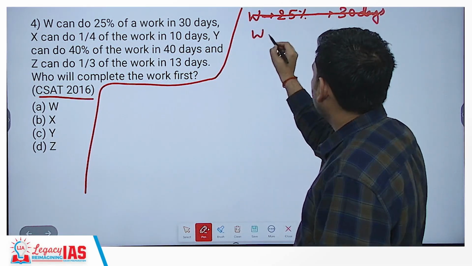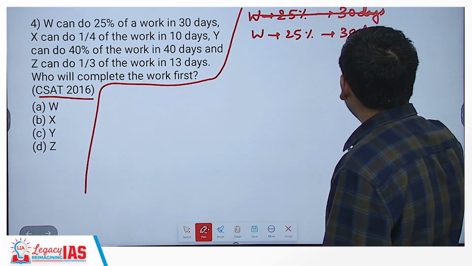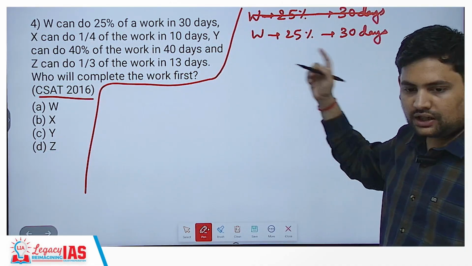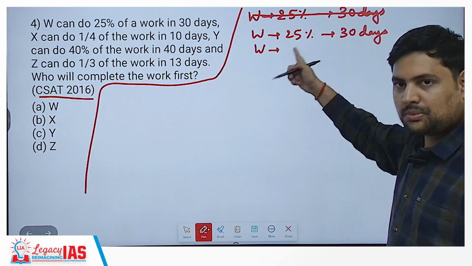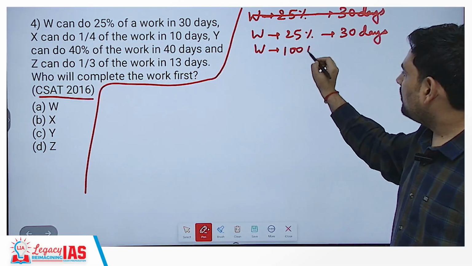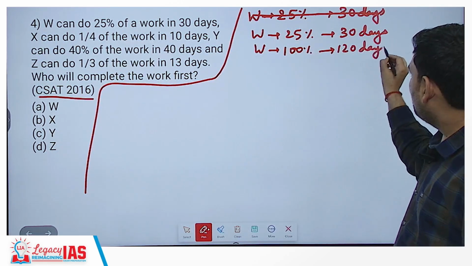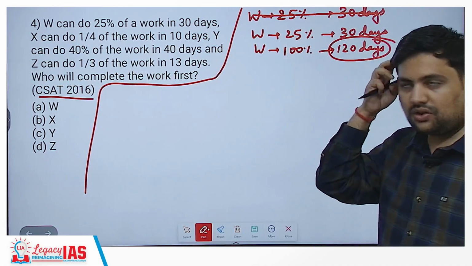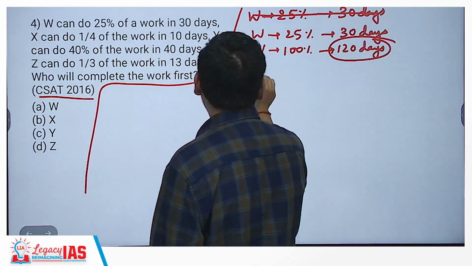So W can do 25% of work in 30 days. Now, how do you get 100 here? You want 100 here, correct? So, you multiply both sides by 4. So, what you get? W can do 100% of work in 120 days. So, W can do the entire work in 120 days. This you got. Similarly, you can do for the next one, that is X.